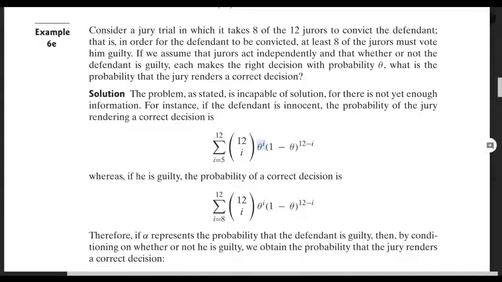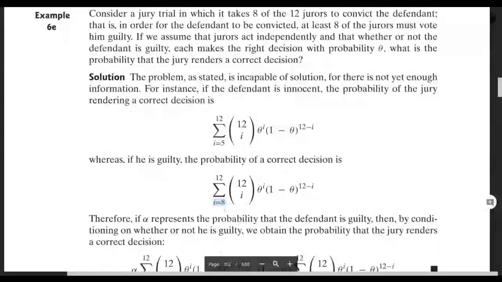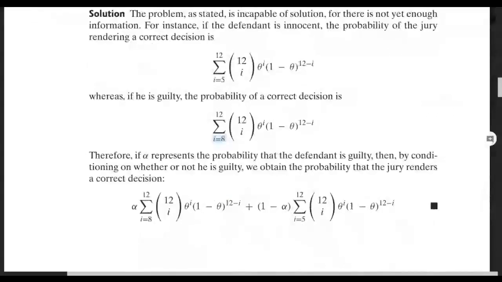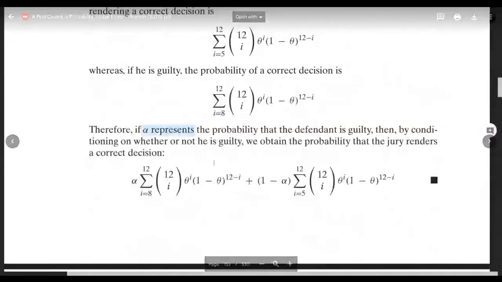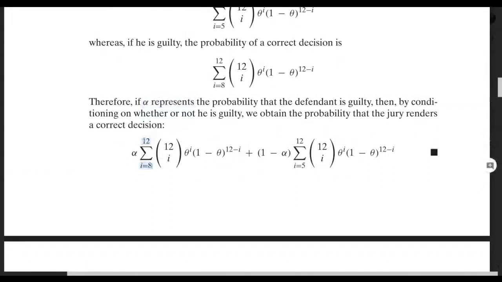Let's see. If he's guilty, the probability of a correct decision is this, right? It's 8. Yeah, it has to be 8 or more, right? 8 or more votes. If alpha represents the probability that the defendant is guilty, then by conditioning on whether or not he's guilty, we have this. We'll have alpha times the above, plus 1 minus alpha times this.